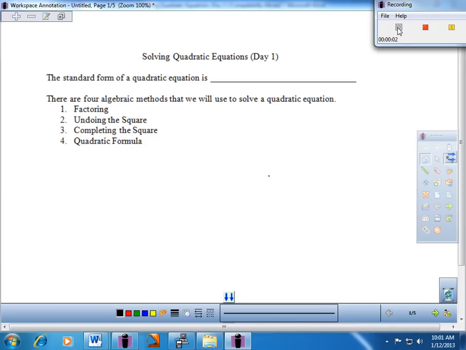Welcome. Today's notes worksheet is entitled Solving Quadratic Equations Day 1. The quadratic equation is probably the most common type of equation that we would see at this level, and some of the techniques that we're going to be using here will certainly be used in a variety of other topics over the course of this semester. So let's see if we can perfect those to the best of our abilities.